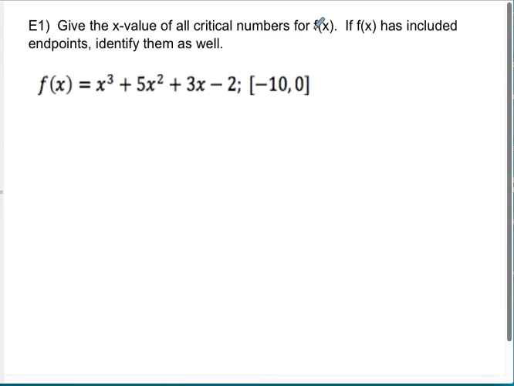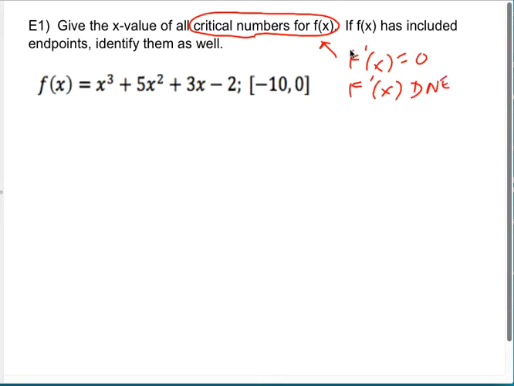Given the x value, give the x value of all critical numbers of f of x. If f of x has included endpoints, identify them as well. So remember, what it means to be a critical number for f is that f prime of x is 0, or f prime of x does not exist. That's what it means to be a critical number. And then if you have included endpoints, you also have to list them, which here we do. So here we have included endpoints at x is negative 10 and 0, and then I need to find where f prime is 0 or f prime doesn't exist.